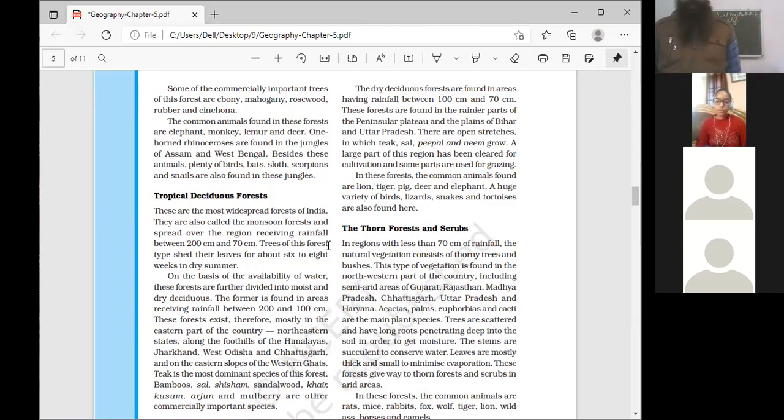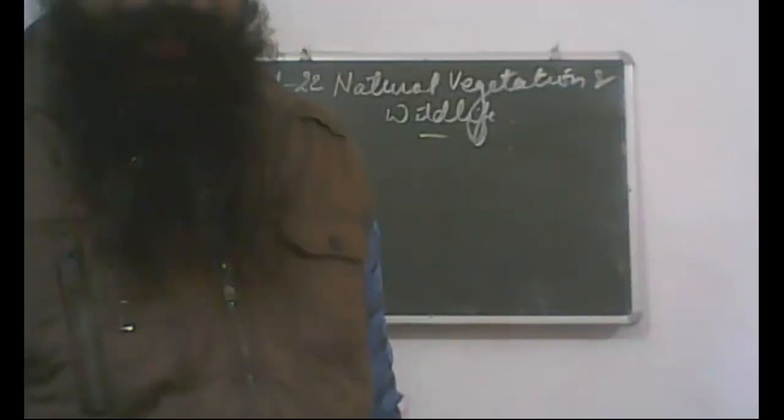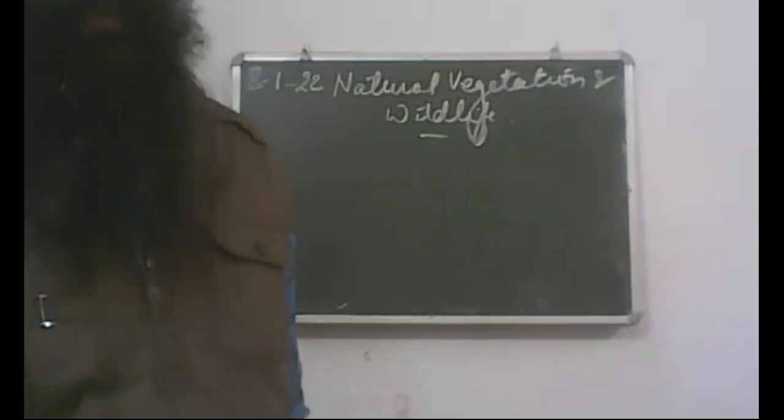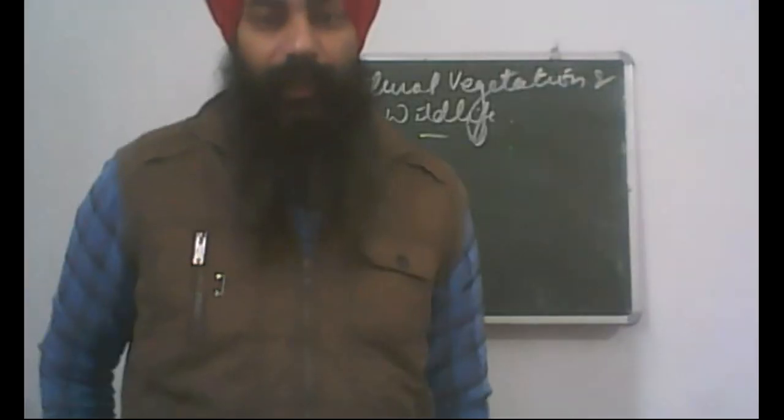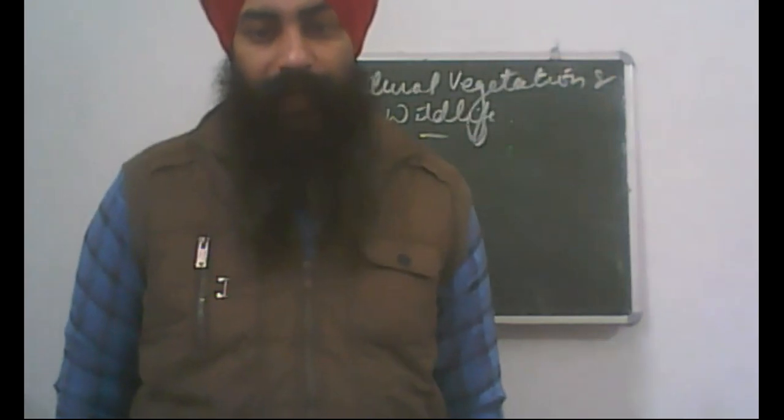Thorny shrubs grow in areas receiving less than 70 centimeters of annual rainfall. Less than 20 centimeters of rainfall is recorded in the western slopes of the Aravallis.